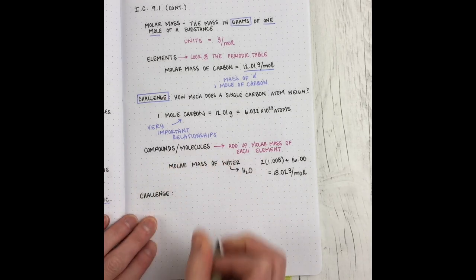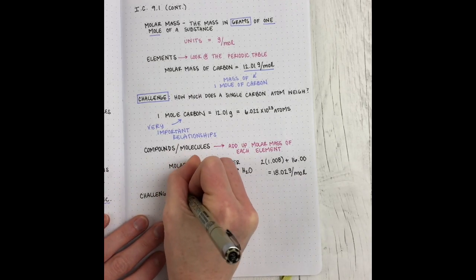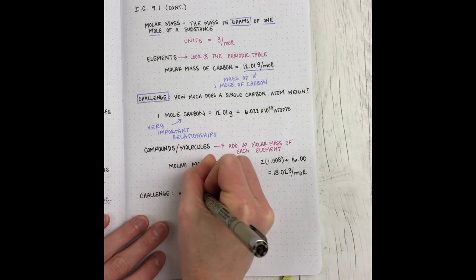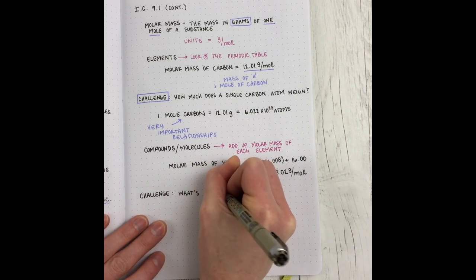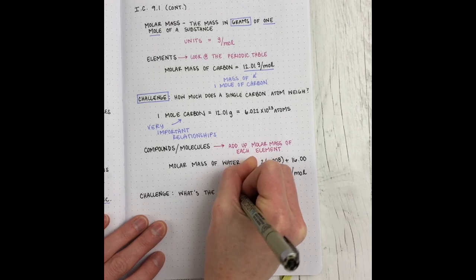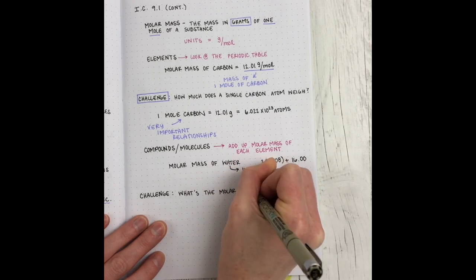So when you add those together, you get 18.02 grams per mole. And notice that I used the correct number of significant figures.